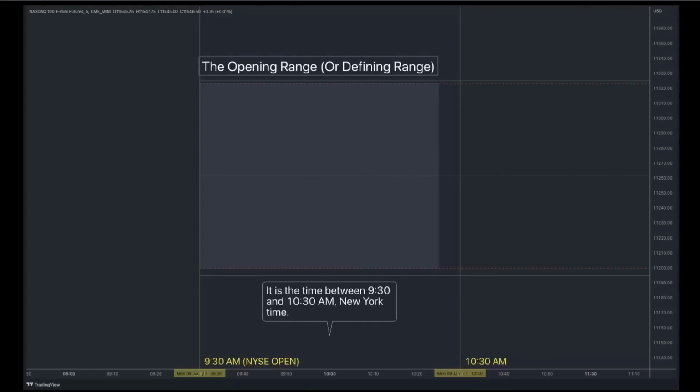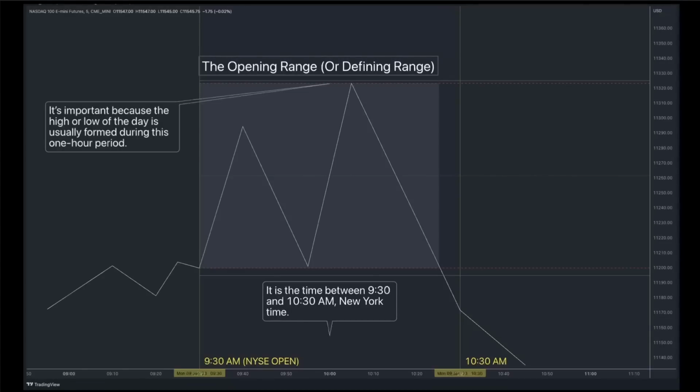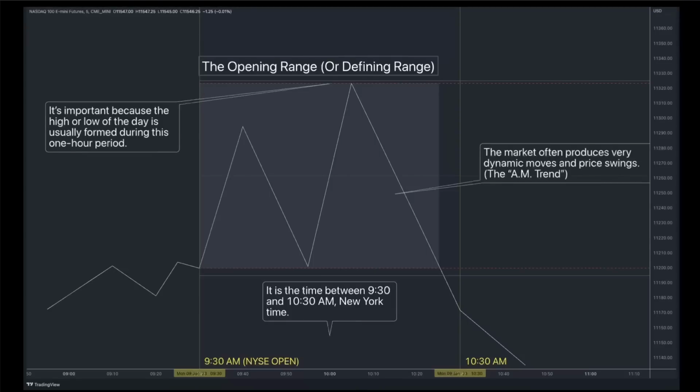Very quick intro to what the opening range is. As I just said, it is the time between 9:30 and 10:30 a.m. New York time. So why is the opening range important? Well, for me, it's important because the high or low of the day is usually formed during this 1 hour period. Not only that, the market often produces very dynamic moves and price swings during this time, also known as the AM trend.